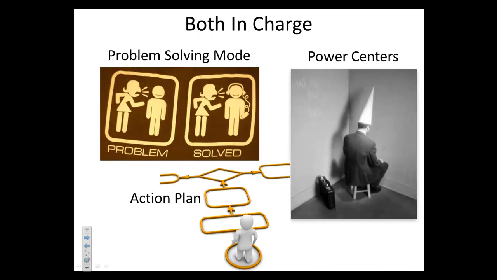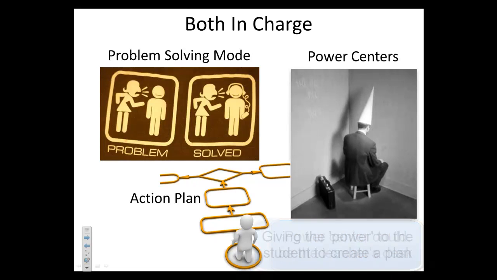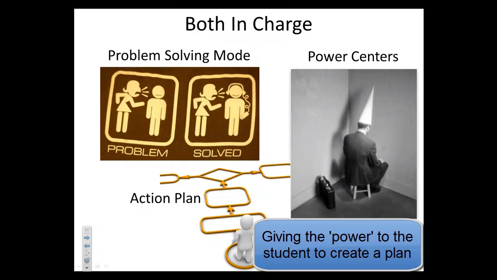Now, if we take these two discipline plans and blend them together, we're going to have one where both the teacher and the students are in charge. What I'm talking about here is the teacher tells the student to go to the power center. It's not the corner of the room like it used to be with the dunce cap. It is an area in the room where the student can then figure out what they did wrong, what they should have done, and how it should be resolved.